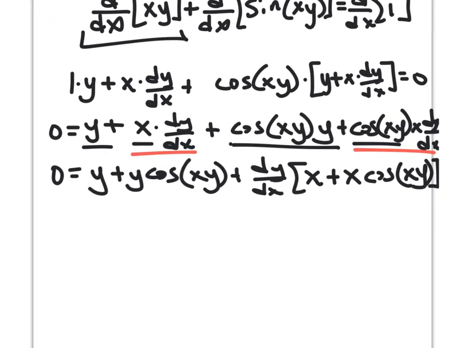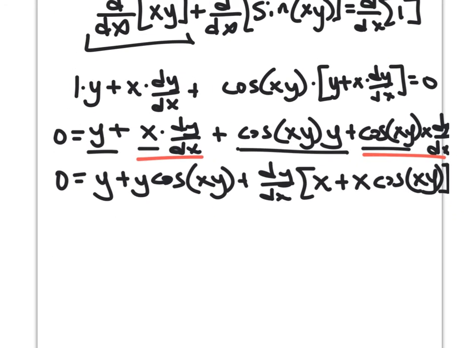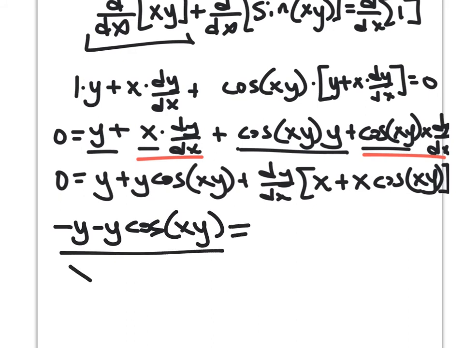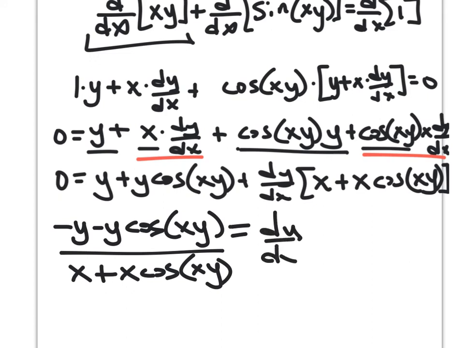So let's get some stuff all alone here. It looks like I'll get minus y cosine of xy. And then I'm going to divide it by positive x plus x cosine of xy. And that should be dy/dx.